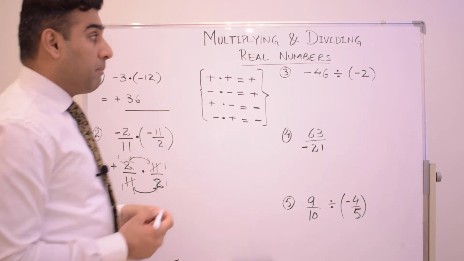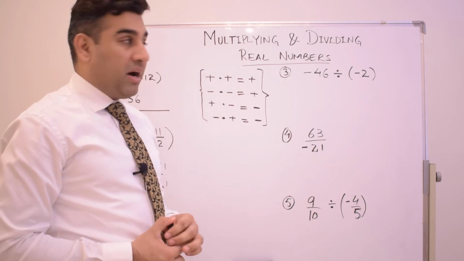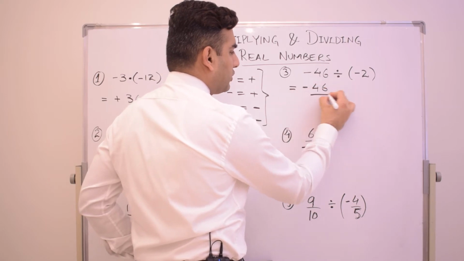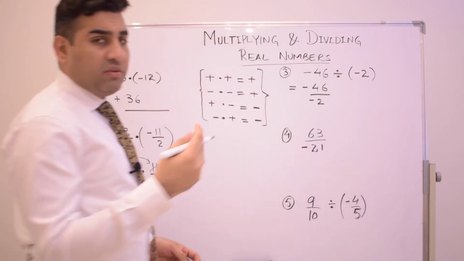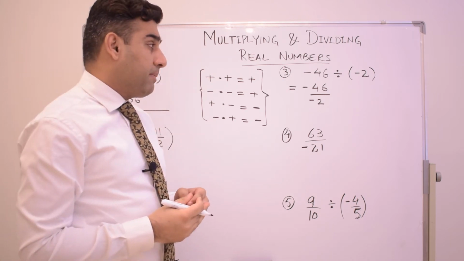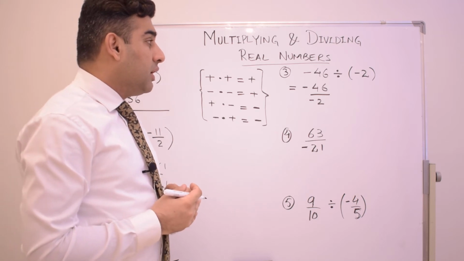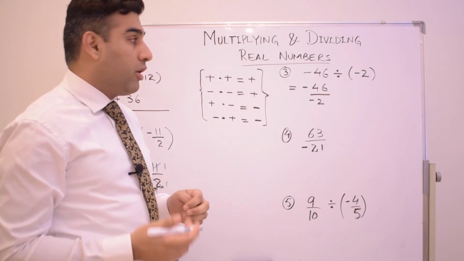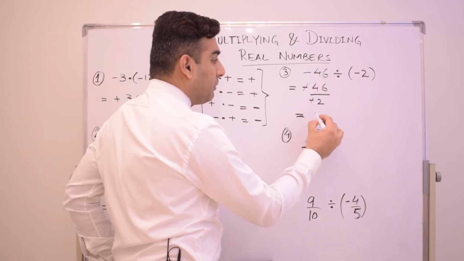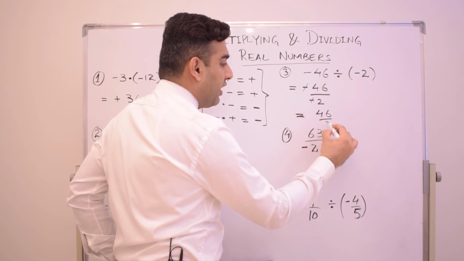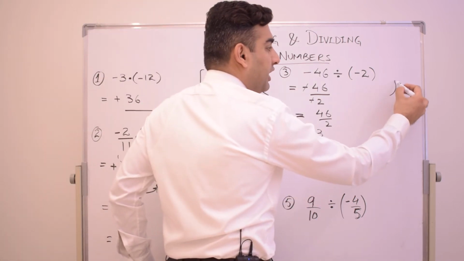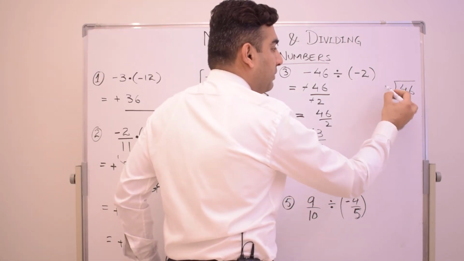Question number 3, minus 46 divided by minus 2. I think I can write it like this also. I am allowed to write the division in the form of a fraction. Now guys, whenever you have the same signs, negative in the numerator and denominator, you can just cancel them. Cancel means that it will become plus 46 divided by 2. And now guys, it is simple, numerator and denominator, you can divide them either by using your calculator or by this manual division method.